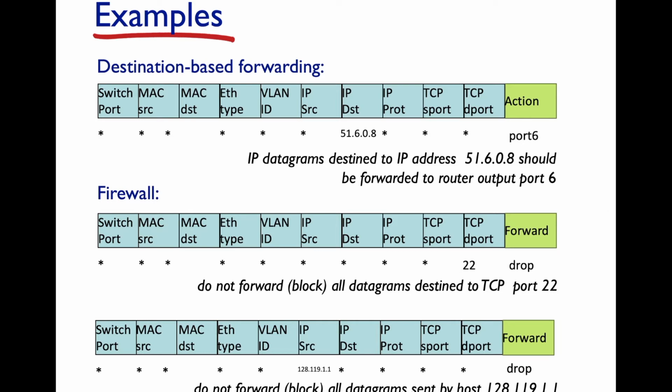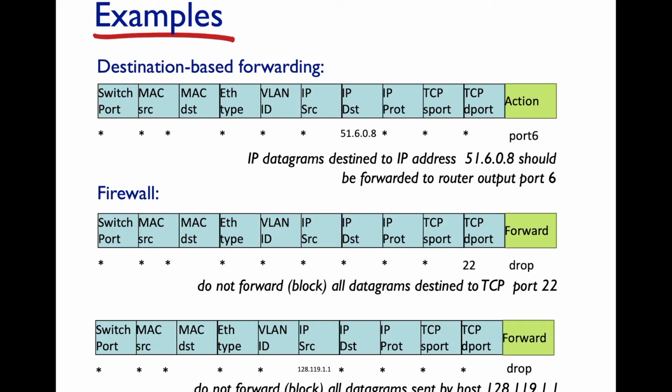In this case, we have a destination IP address, and we have port 6, and it says IP datagrams, any datagrams that are destined to go to host interface on the network 51.6.0.8, they're going to be forwarded out port 6. So whatever router has this match action rule is going to say, if you're trying to send to that IP address, then get forwarded from the input port on which it arrives out to output port number 6.